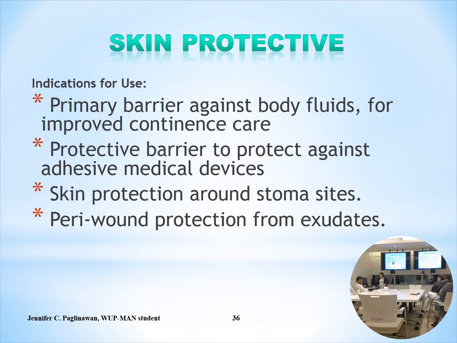Indicated as a primary barrier against body fluids. These are the dressings, products that protect our skin. The primary barrier against body fluids for improved continence care. And then a protective barrier to protect against adhesive medical devices, skin protection around stomas, and wound protection from accidents. What do you think are these products?